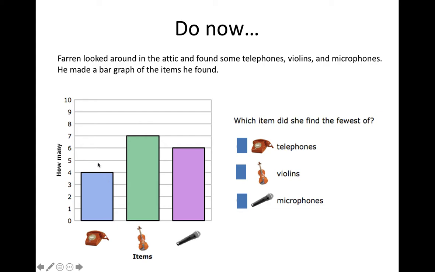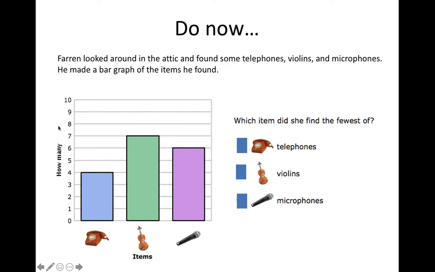So let's start by answering this question. It says, Farron looked around in the attic and found some telephones, violins, and microphones. He made a bar graph of the items that he found. Which item did she find the fewest of? So fewest means least or the smallest. So the items are right here and they're represented by pictures. So we have the telephones here, the violins, and the microphones.